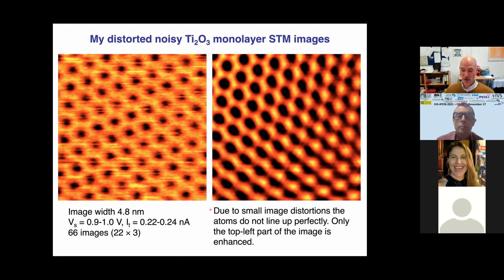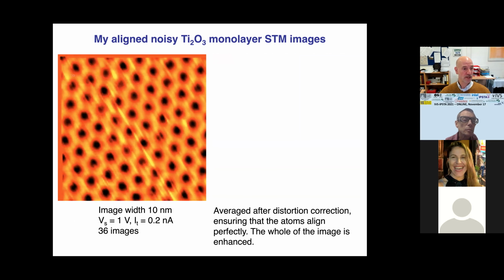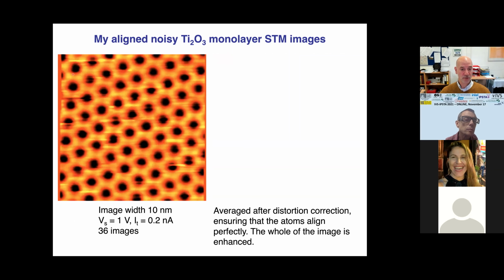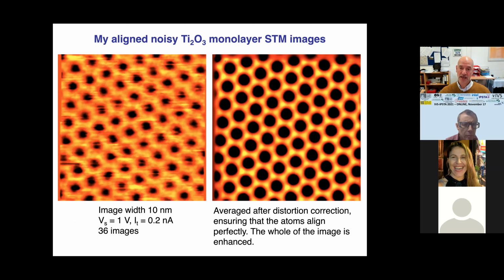The atoms don't line up, so only the top left part of the corner is actually a properly enhanced image. So what can I do? Well, I can use automated aligning. If I use automated aligning, then I make sure that all of these images are really well aligned, the image distortions are removed, and then when I average those, I get a vastly increased signal to noise ratio. You can see in this image, we can see the atoms really well.